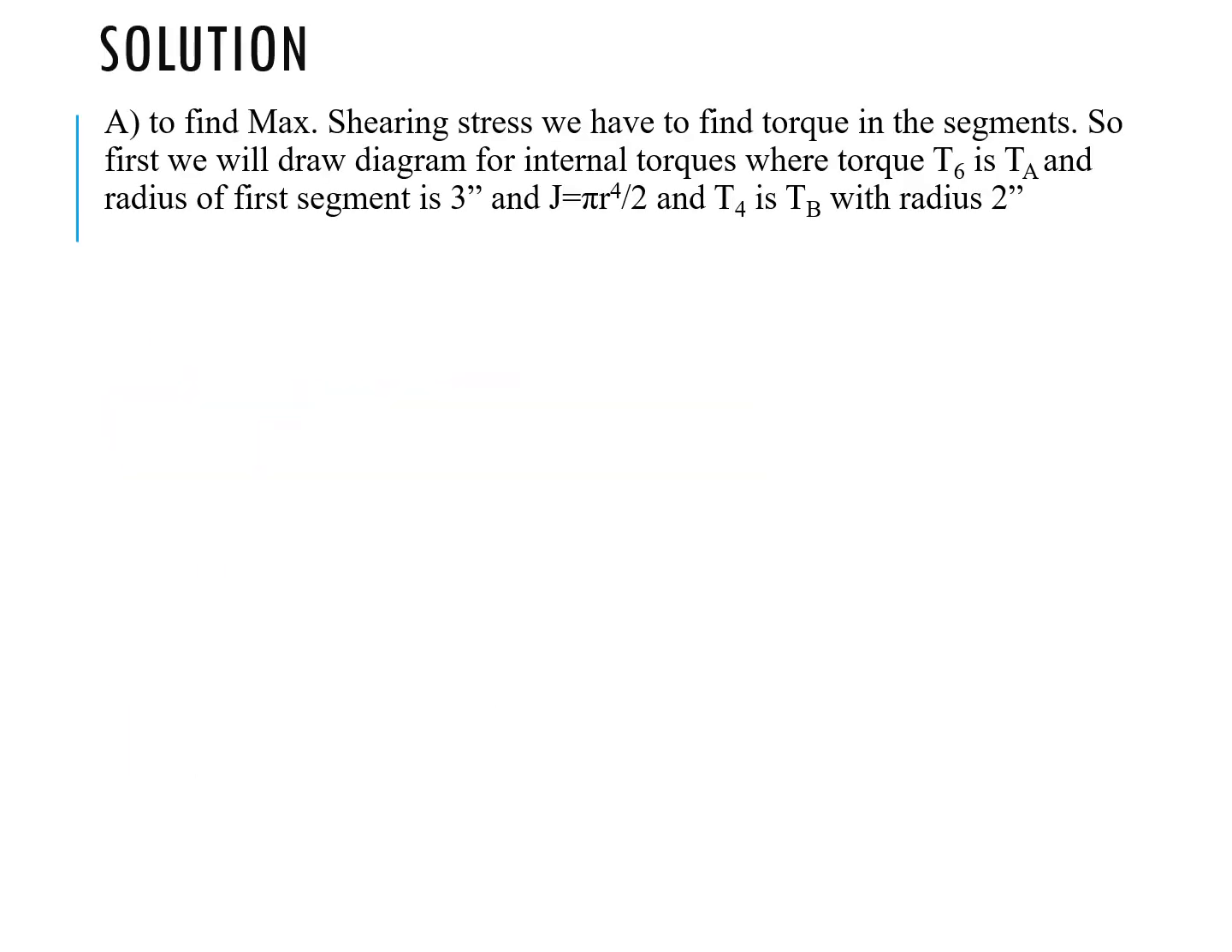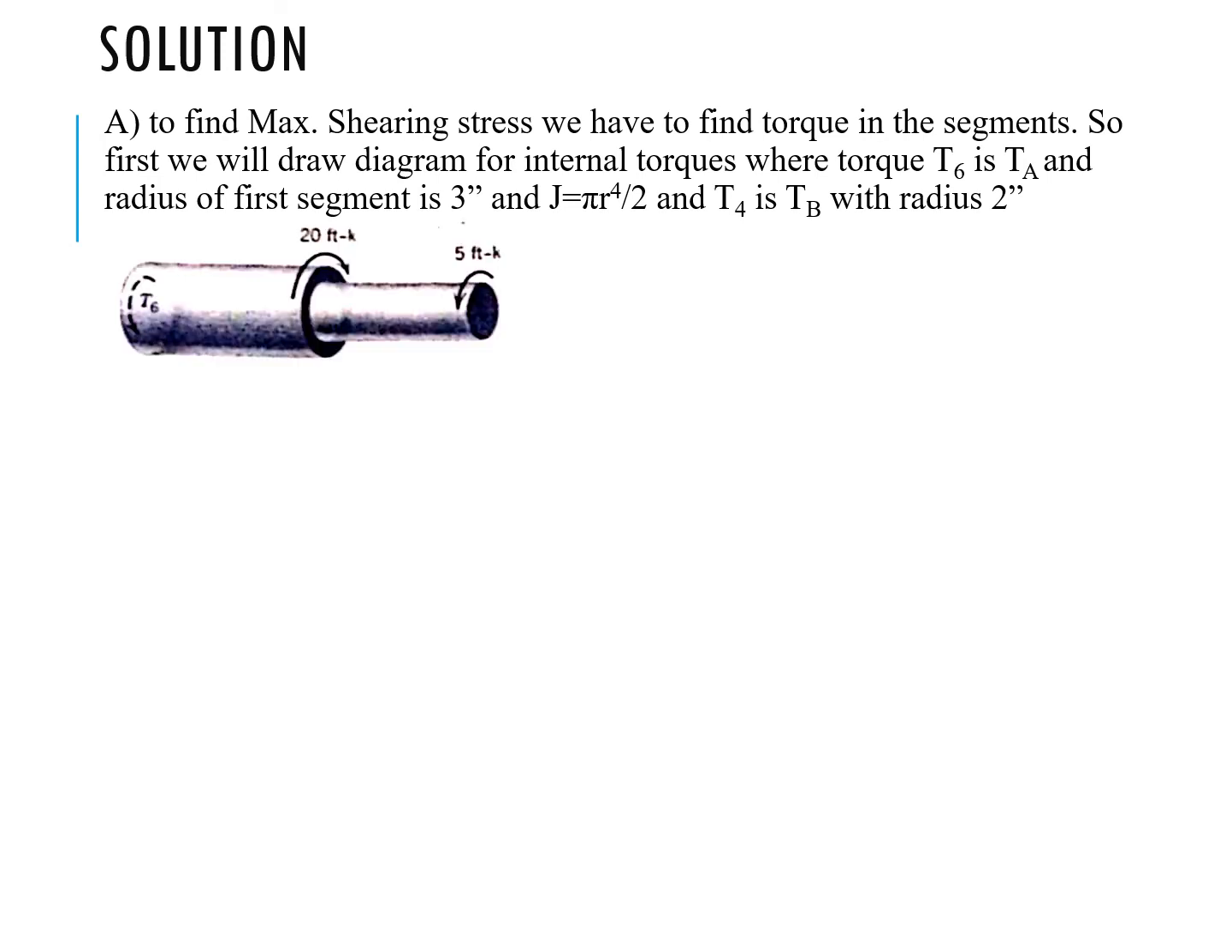So first of all, we have to find the maximum shearing stress, and we have to find some unknown torques, which is T6, also called TA, and T4, which is also called TB. This is the first diagram showing the T6. Now if we look at this diagram, the sum of moments should be equal to 0, because it is a given condition that the torque is under equilibrium.